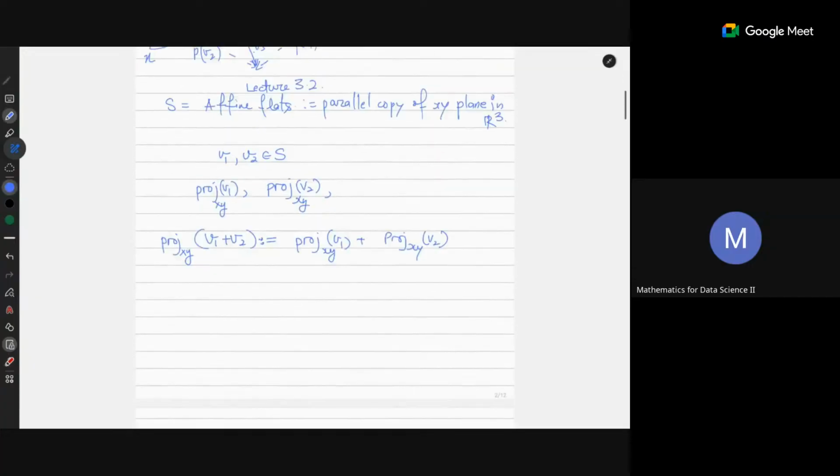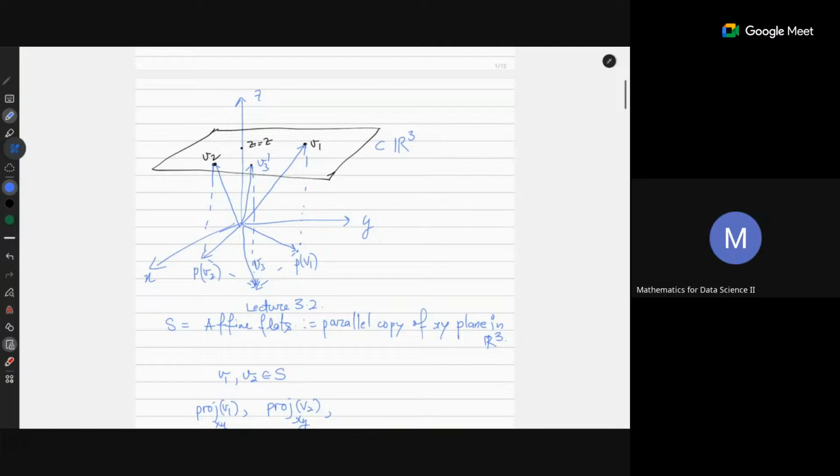Okay. Now, how do I write this mathematically? What is this subset? How do I describe this subset? If it is a parallel copy of the XY plane at Z equal to Z0, then how do you write it mathematically? Can anyone guess?